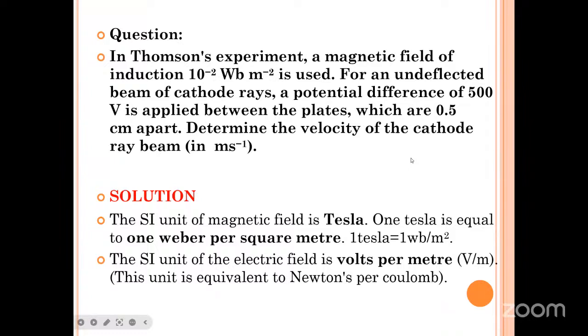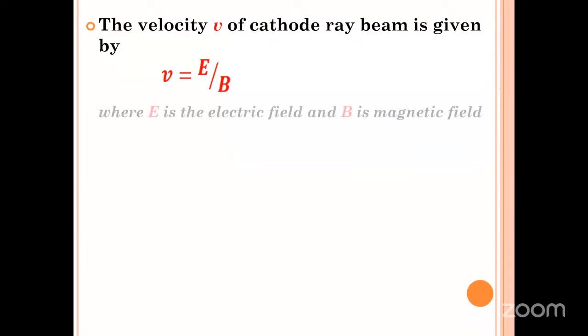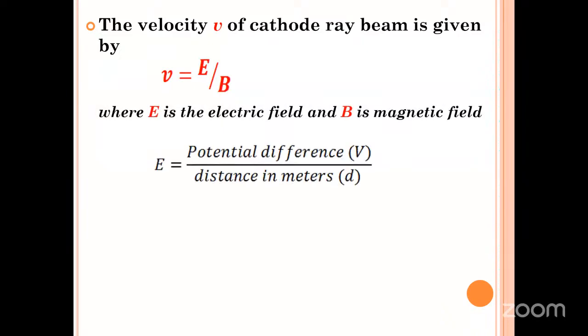So now, let's go ahead. The velocity is given by E over B. So what we need to calculate velocity, which is what we are supposed to calculate, is the electric field strength and the magnetic field strength. And electric field strength, like I said, is volts per meter, potential difference over distance. Sorry, let me go back again. I'm being too fast. I'm always fast.